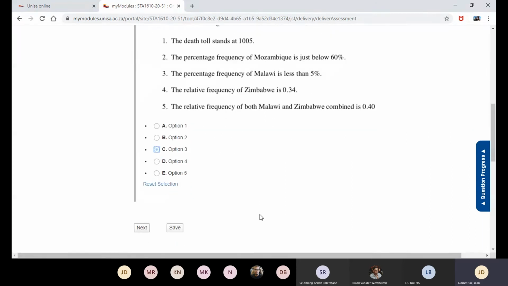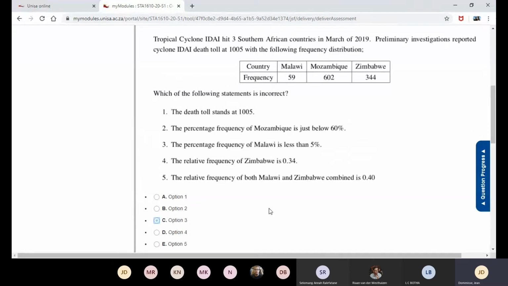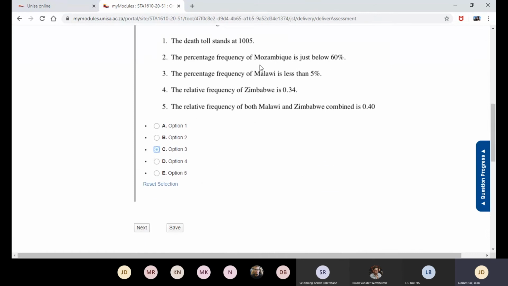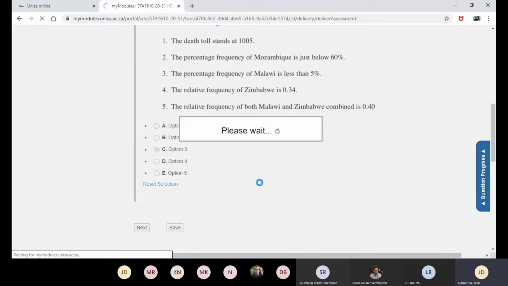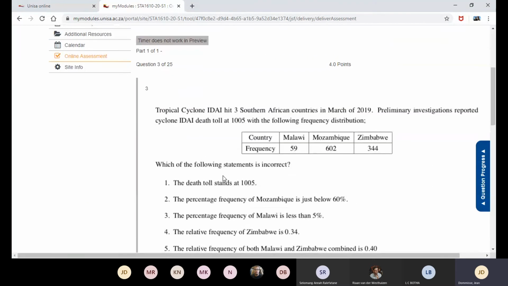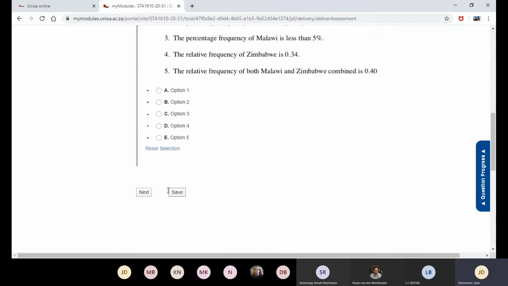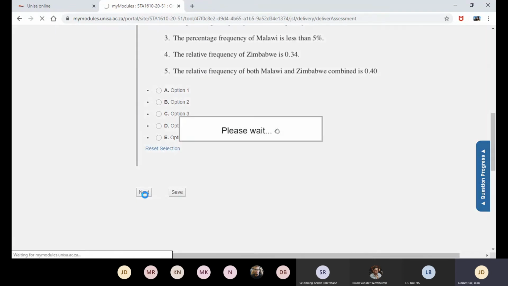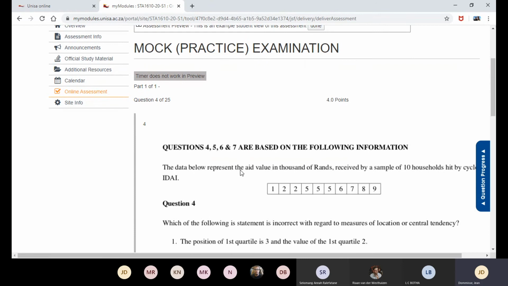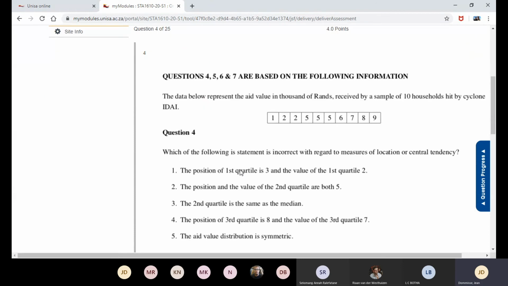Sheesh. Okay, so one needs to really make the calculations and do it. But option 3 is the wrong one. Let's just save. It will also be interesting to know if, when I save it, it saves the previous questions as well. I don't know. So let's go to the next one.